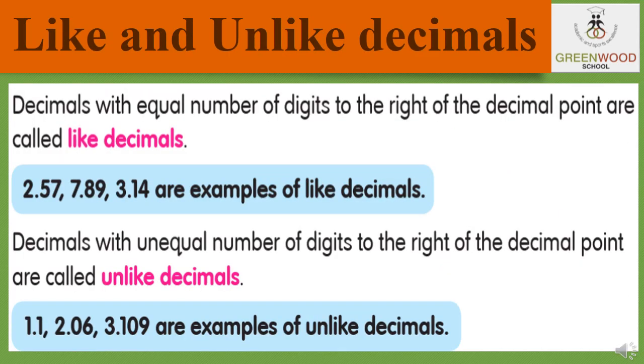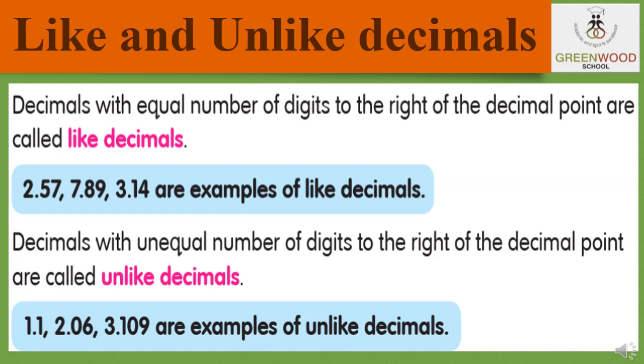Next topic is like and unlike decimals. Decimals with equal number of digits to the right of the decimal point are called like decimals. For example, 2.57, 7.89, 3.14. Point, that is the decimal point. After that, all the examples have two digits.